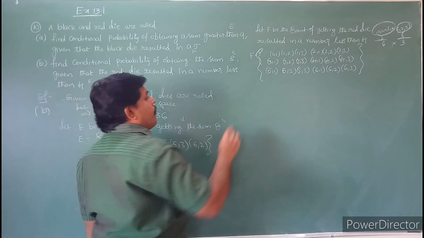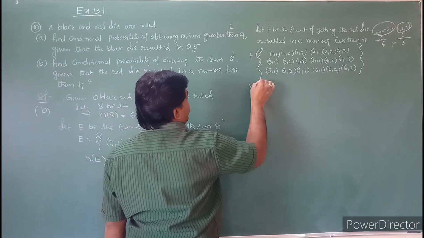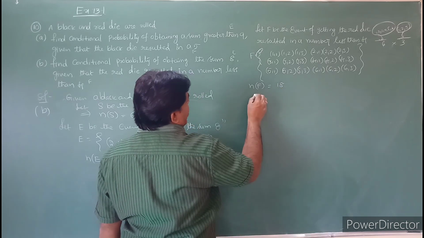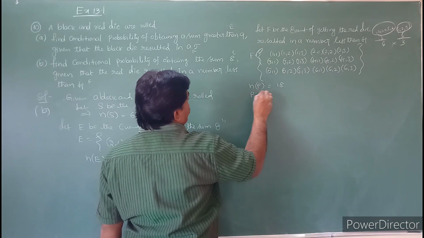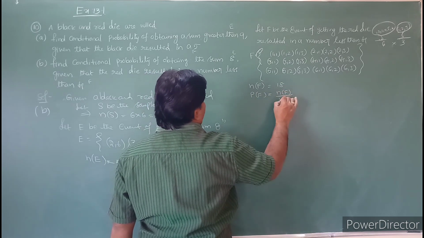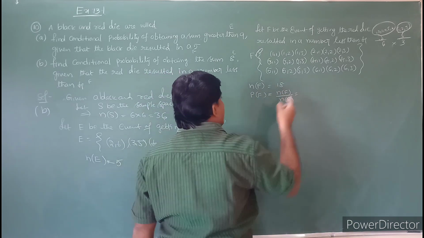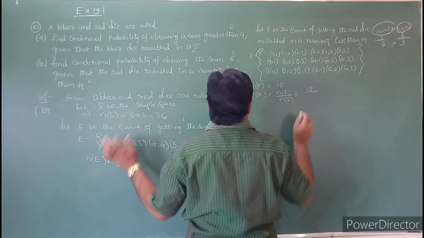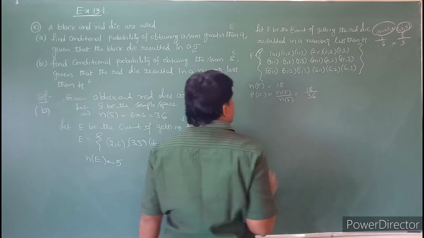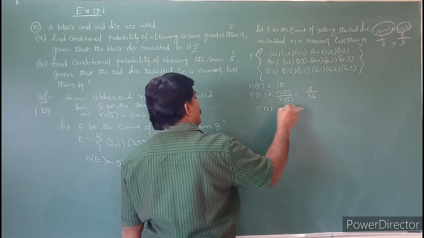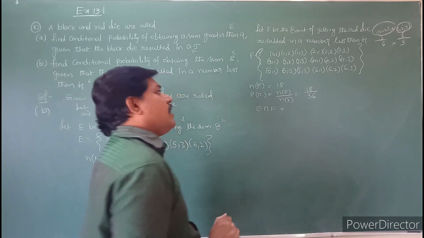So what is n of F? n of F is nothing but 6 into 3, that is nothing but 18. So therefore probability of F is equal to n of F by n of S. So what is n of F, students? That is 18 by n of S. What is n of S? It is 36.